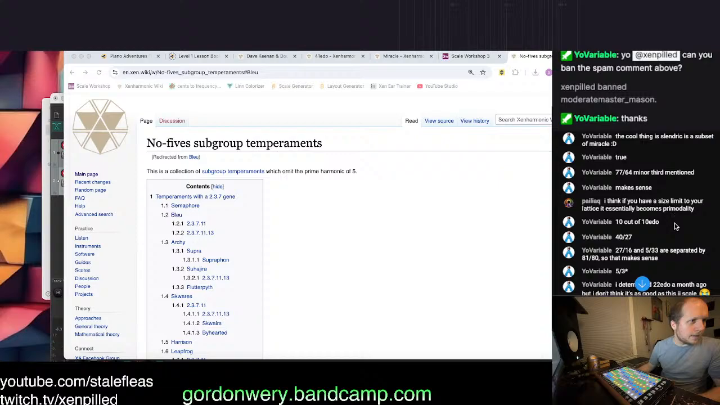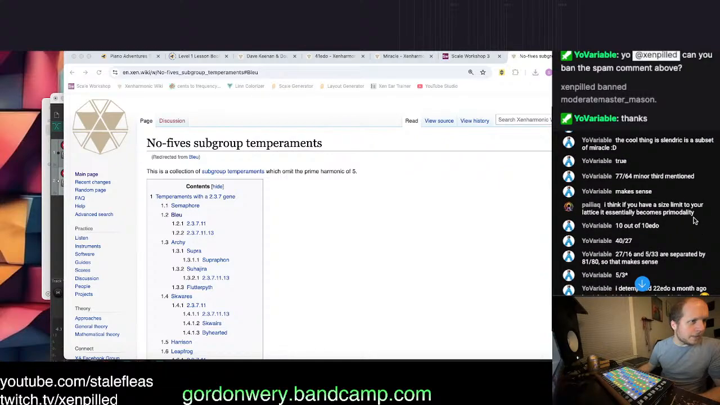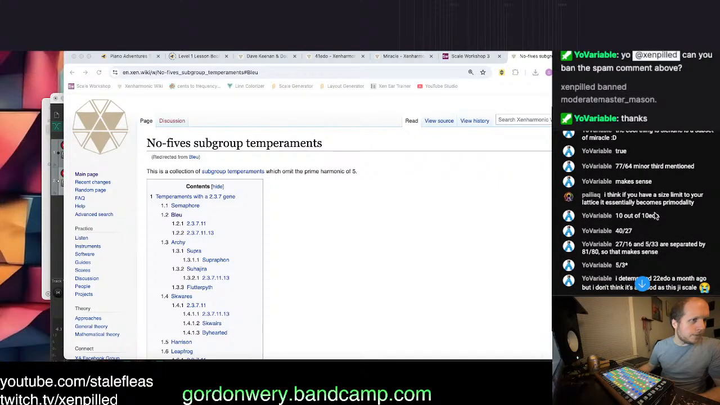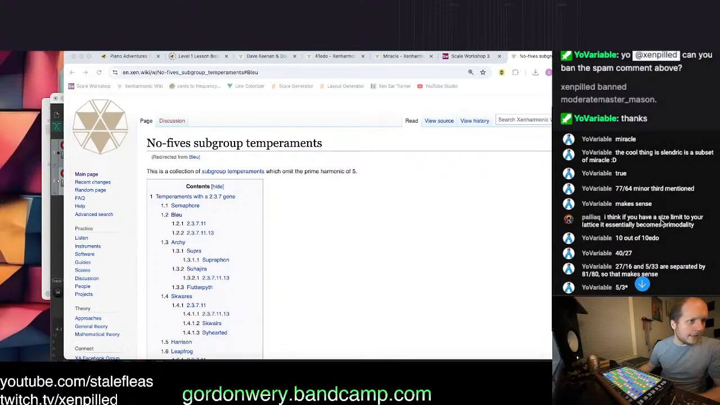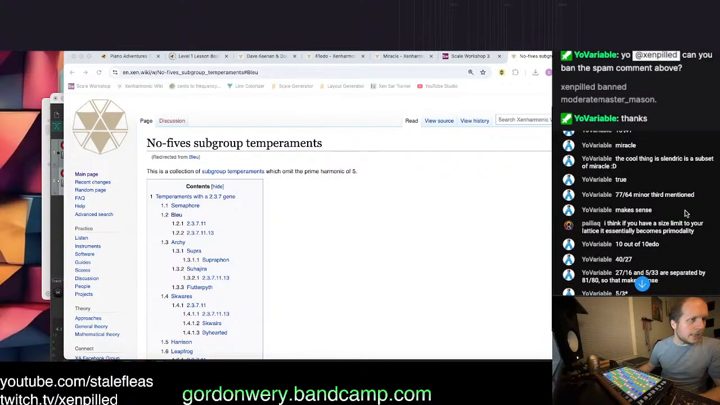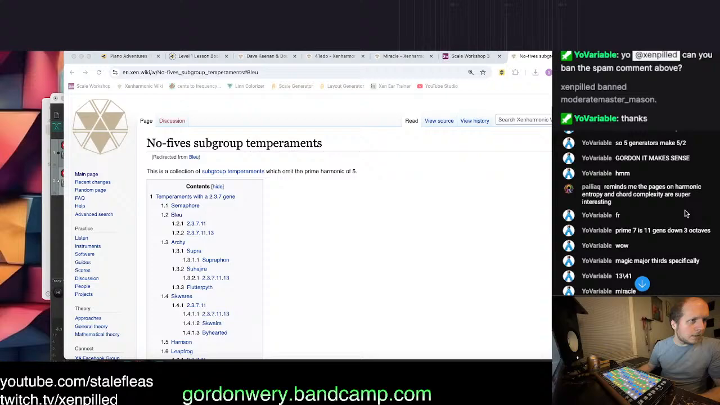If you have a size limit to your lattice, it becomes primodality. Primodality is more like if you just had one of every prime. Primodality is more like a line than a lattice. A lattice is like several lines in a way.